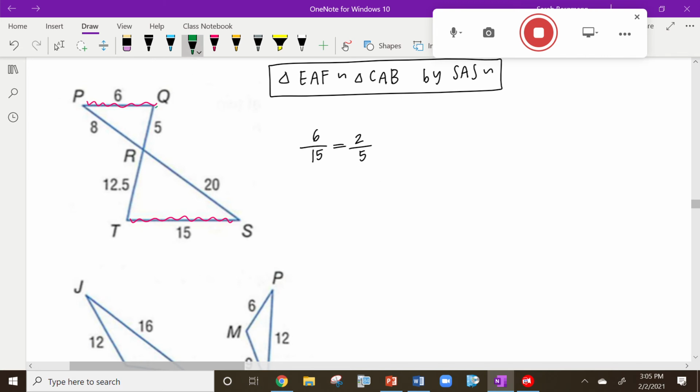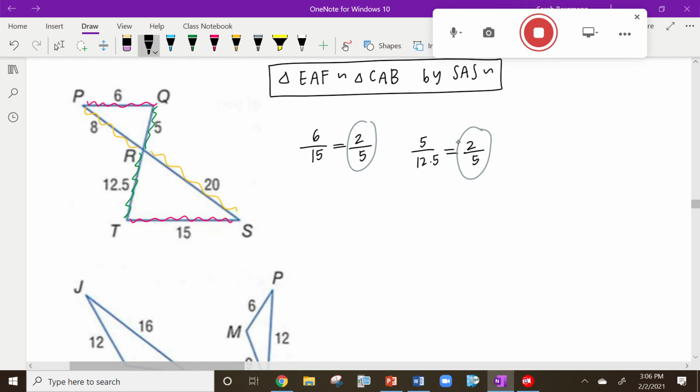Now, let's take a guess and say that QR corresponds to TR. So let's check that fraction. We have 5 over 12.5. Now, in order to see what that reduces to with that decimal, I would personally plug it into my calculator, 5 divided by 12.5, and then change it to a fraction. That's also equal to 2 over 5. So far I have both of them the same proportion. So that's good. Now I just need to check the last side.